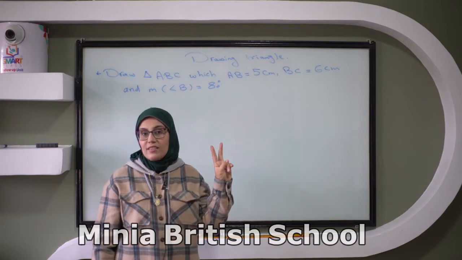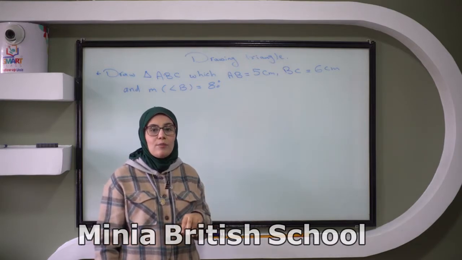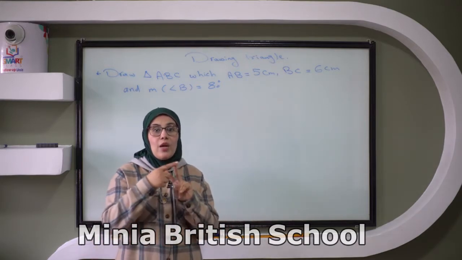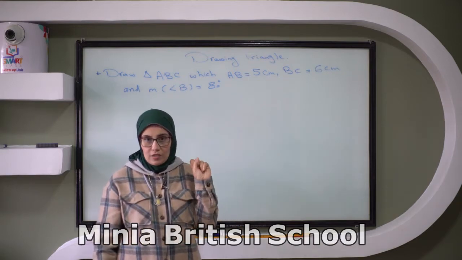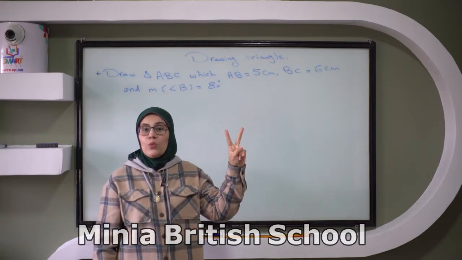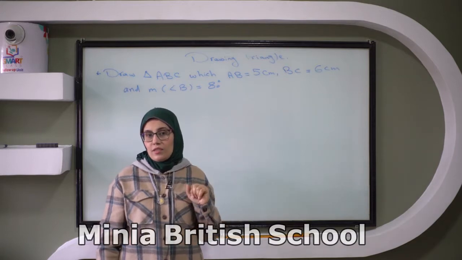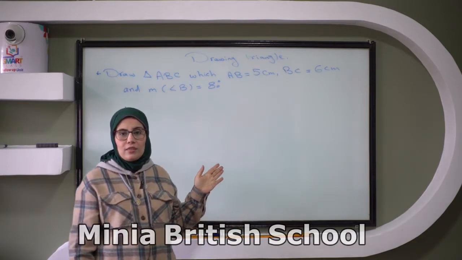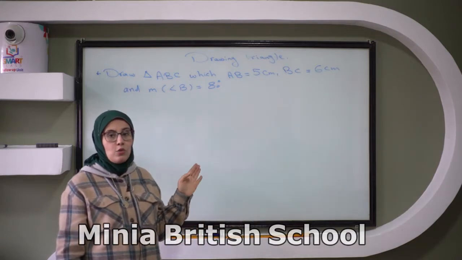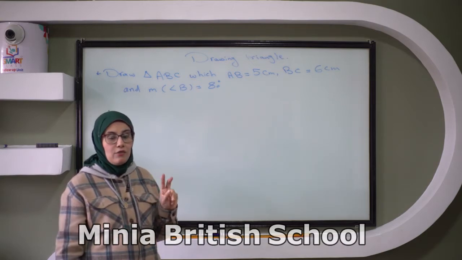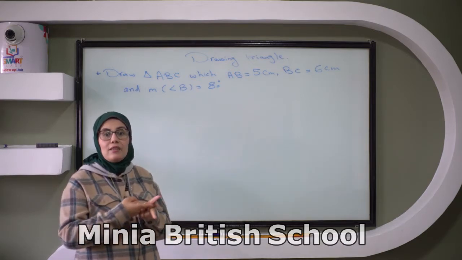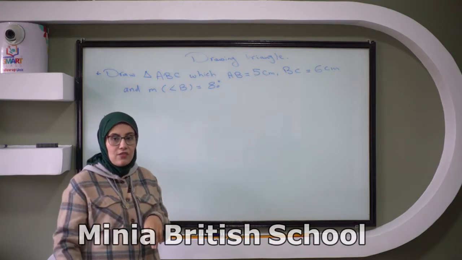What about the second case or the second method? The second method, when he gives you two angles and only one side. When he gives you what? Two angles and only one side. Now we will start with the first method. How to draw a triangle when he gives you two sides and one angle between them. This is the first case.